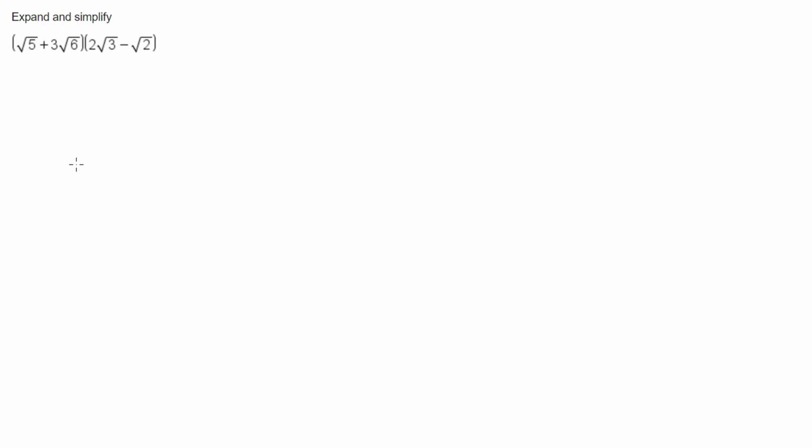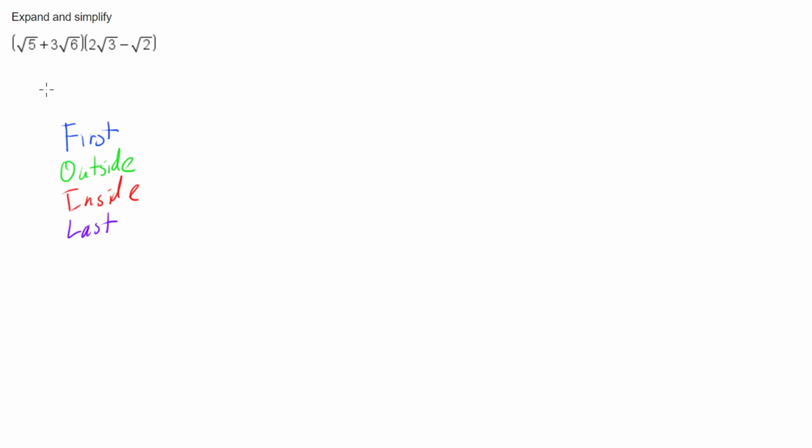The FOIL method says to multiply the first terms, followed by the outside terms, followed by the inside terms, followed by the last terms. So a simple procedure to expand two bracketed terms together. The only twist with this one is I have surds in my terms, but the process is still the same.